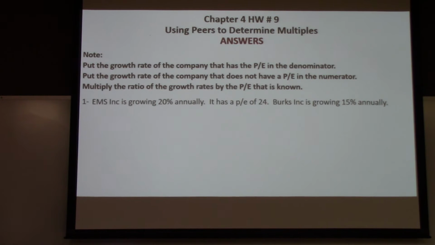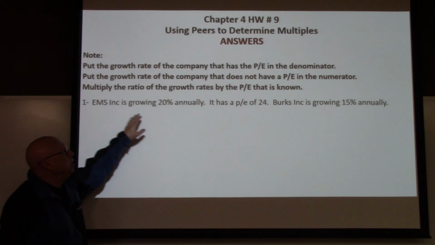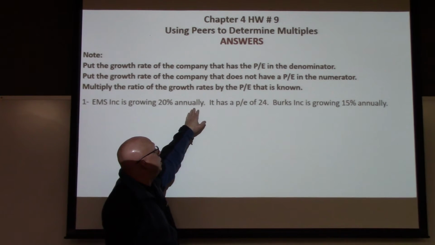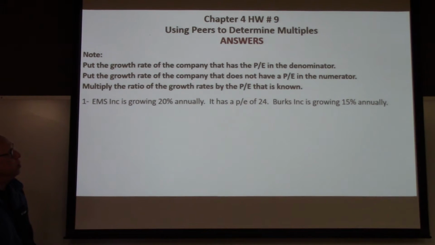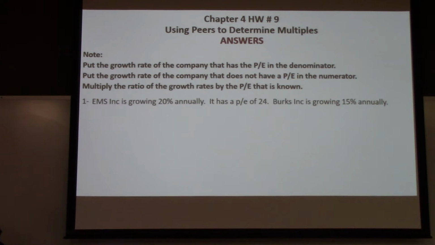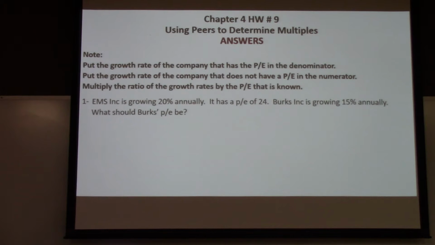So here we go. EMS Inc. is growing 20% annually. It has a PE of 24. So the EMS growth rate will go in the denominator. Berks Inc. is growing at 15% annually. It does not have a PE, and so we'll put the Berks growth rate in the numerator. What should the Berks PE be?